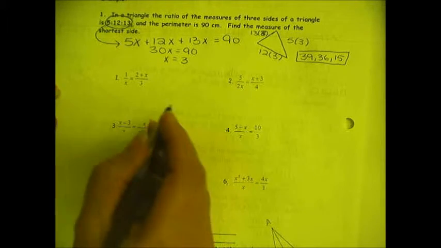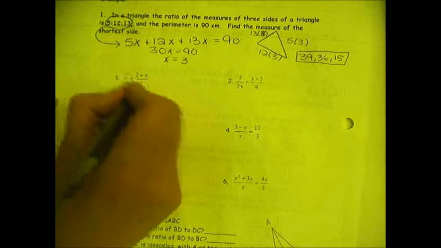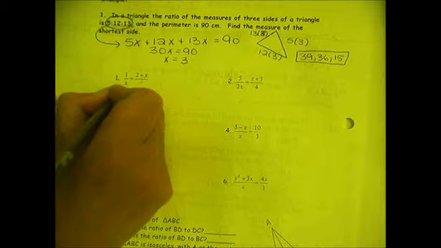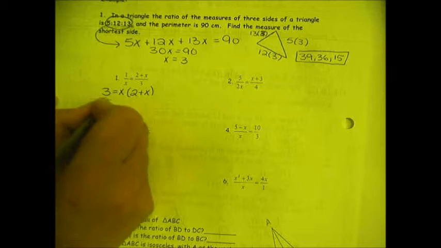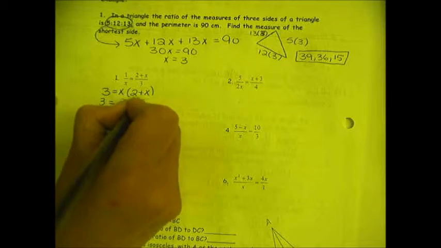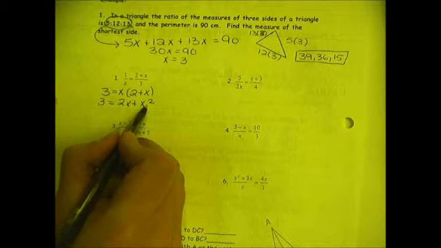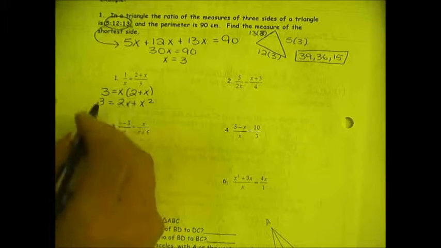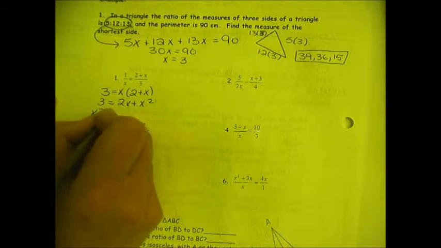Okay, I want you to try these proportions by cross-multiplying and solving. Here we have 1 times 3 are our extremes, and x times 2 plus x are our means. Make sure that when you do x times 2 is 2x, x times x is x squared, a little distributing there. Since we have a quadratic term, a linear term, and a constant term, we need to bring this all to one side and see if we can factor.